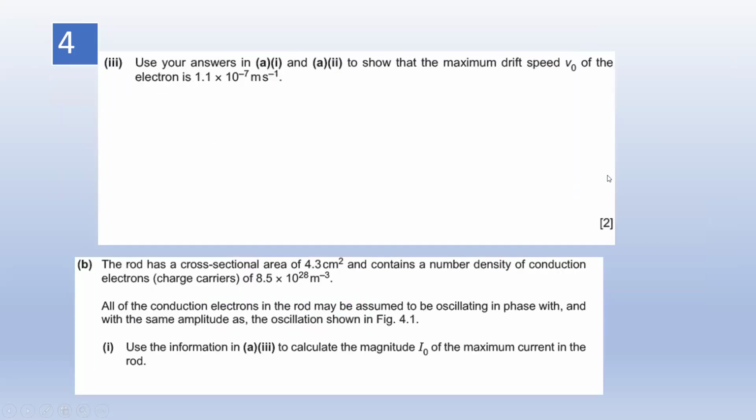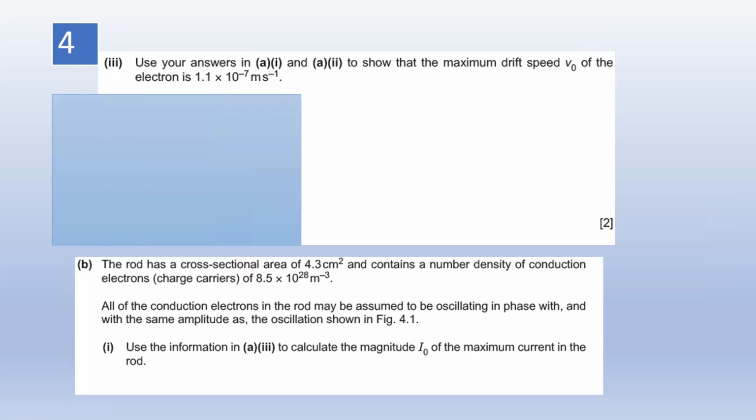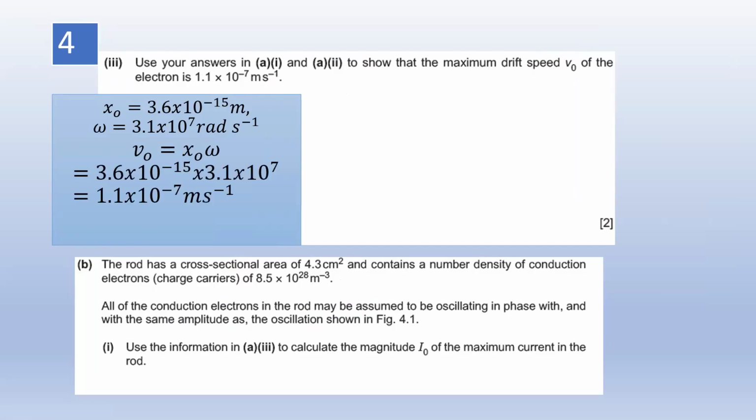Use the answers in A part 1 and A part 2 to show that the maximum velocity, basically getting you to use the formula, find the maximum velocity. That one we have calculated the amplitude and the angular velocity. Then v naught equals x naught times omega. This amplitude is x naught, and this is omega.